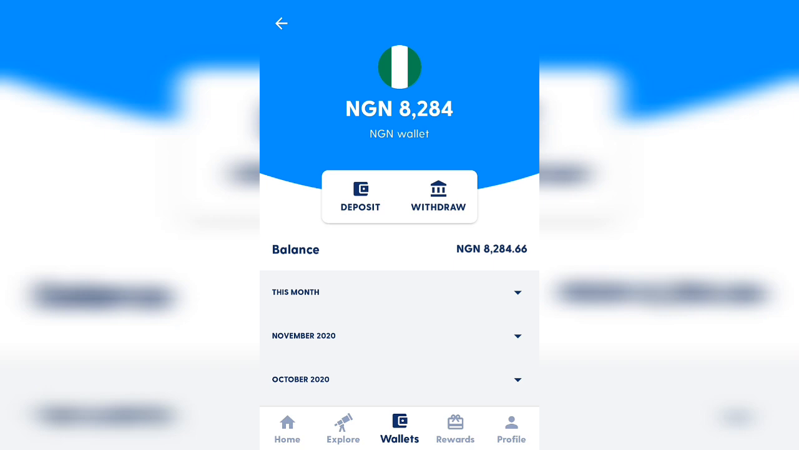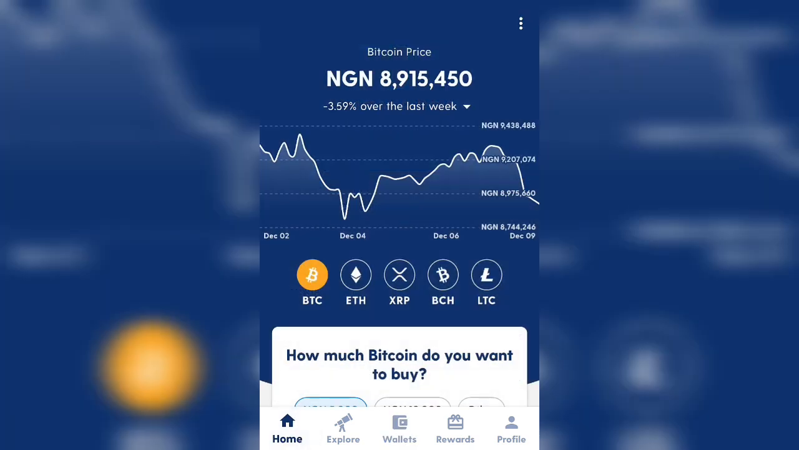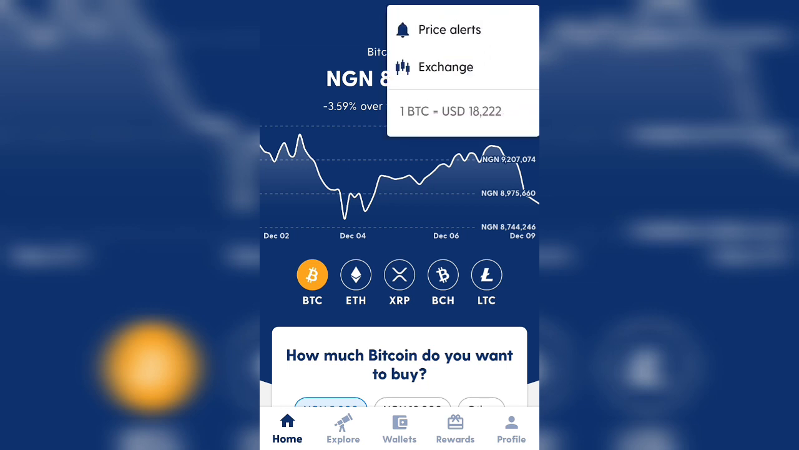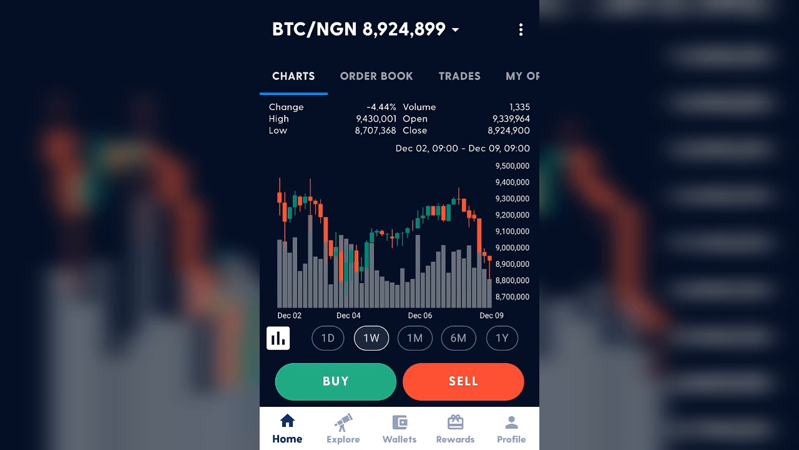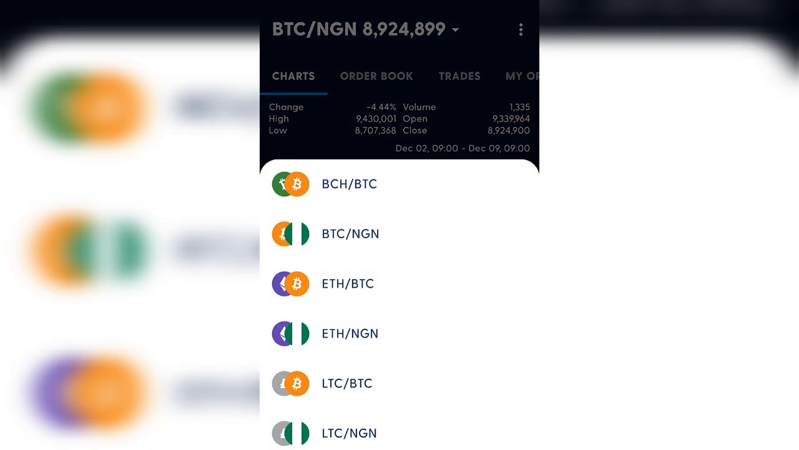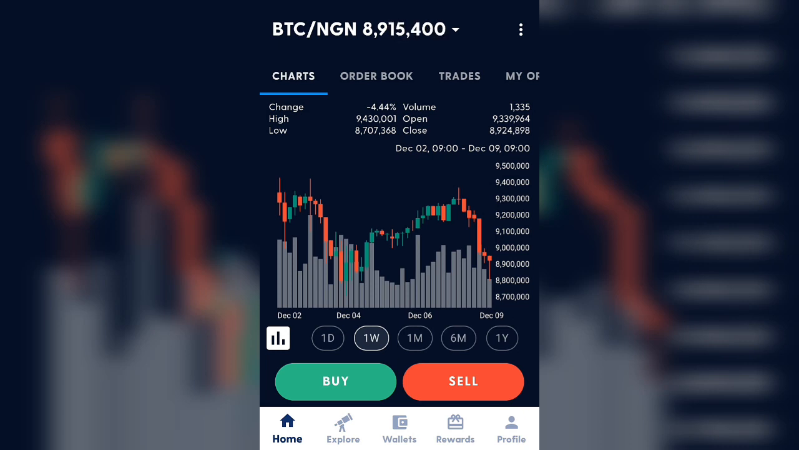Now you go to your home page, you click on the three dots right at the top of this page right here, and you click on exchange. Once you've done that, this is how your Bitcoin exchange is going to look like. Now make sure that you are on the BTC NGN pair. This is the Bitcoin Naira pair. Now this is what we are going to trade. Now make sure you click on it. If you want to buy, you have to click on buy right here.